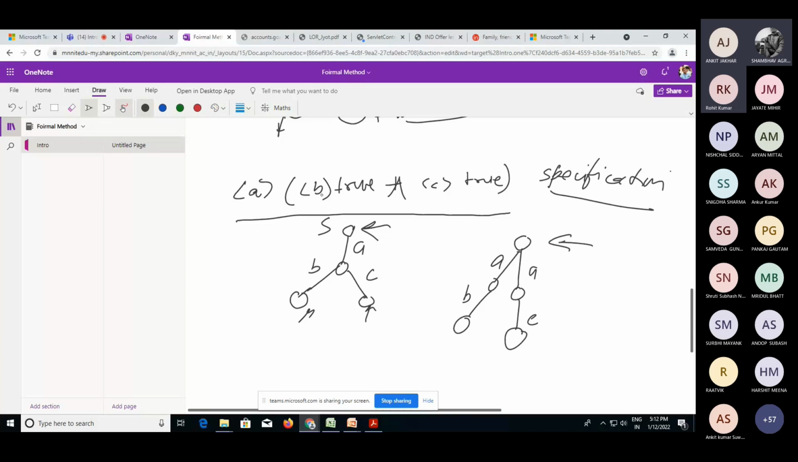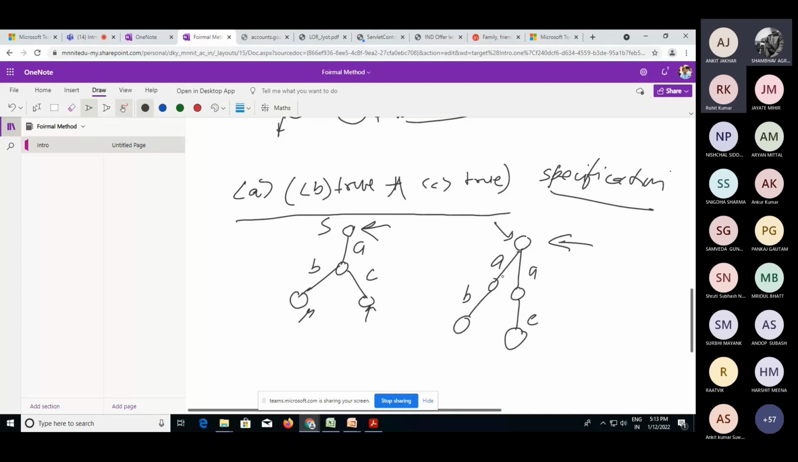If this is the model which you have built, will this formula, diamond modality A, diamond modality B true and C true, hold in this state or not? Anybody? If you have understood, you can answer. It will not hold. Why? Because after A we have a bracket. Wherever I am reaching, B true and C true both should hold. But if I perform action A, I reach a state where only B holds, and no C. Here only C holds, and no B.